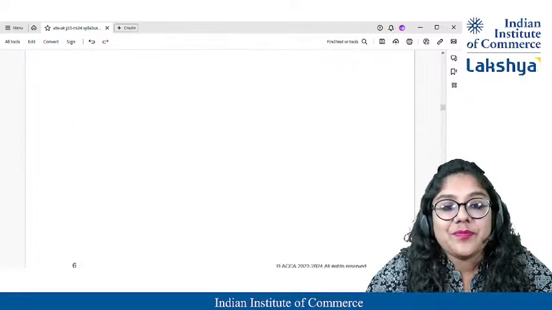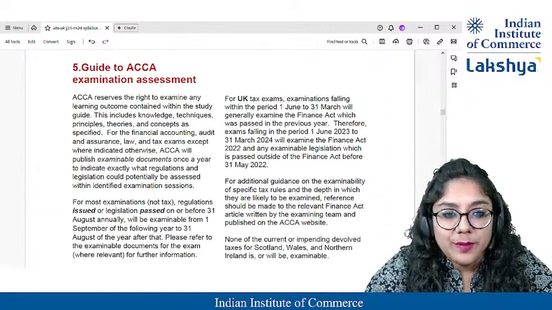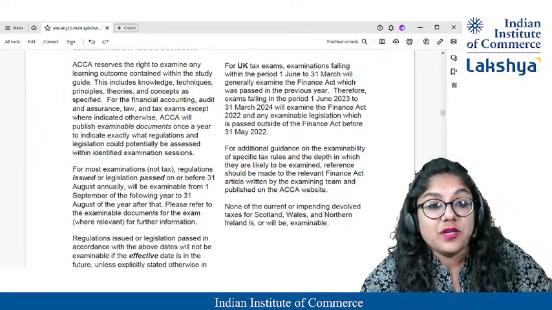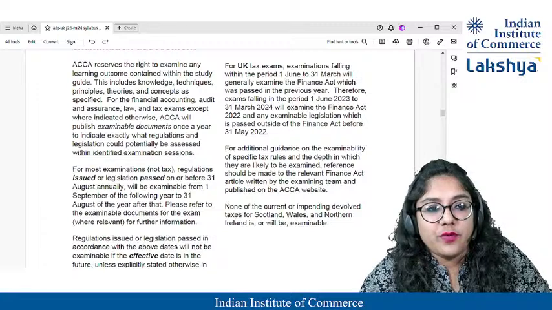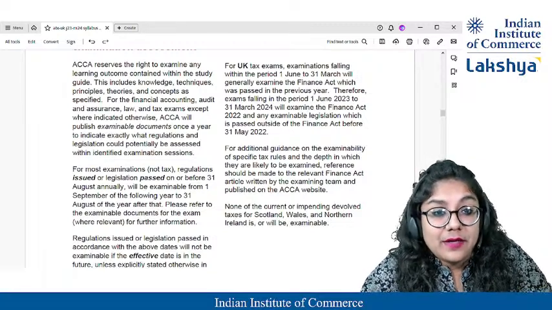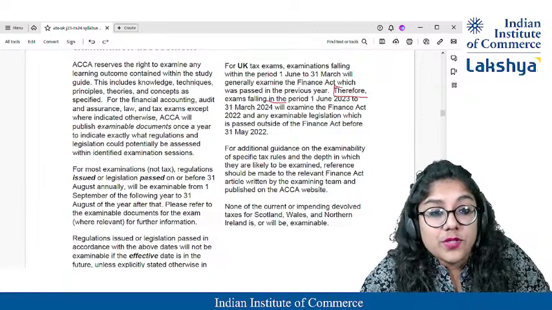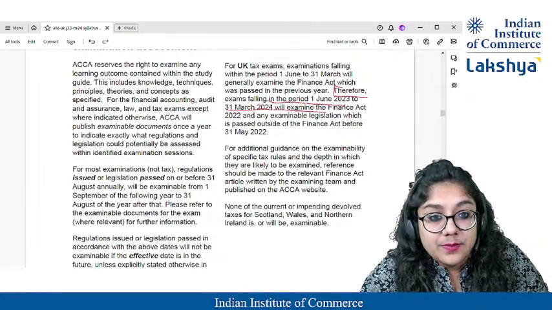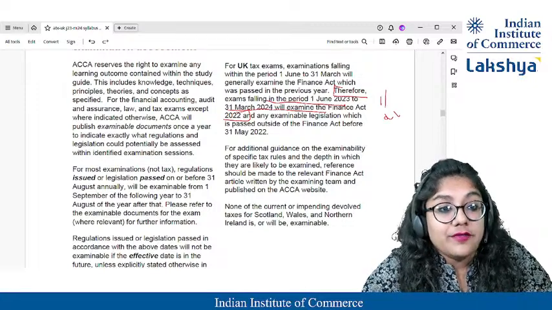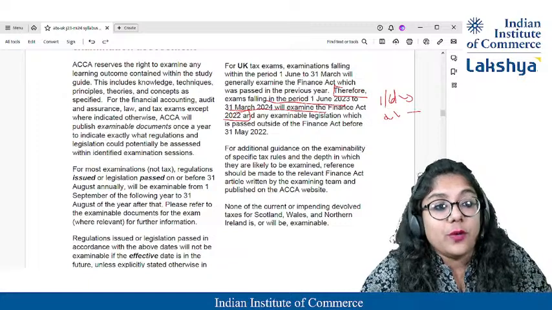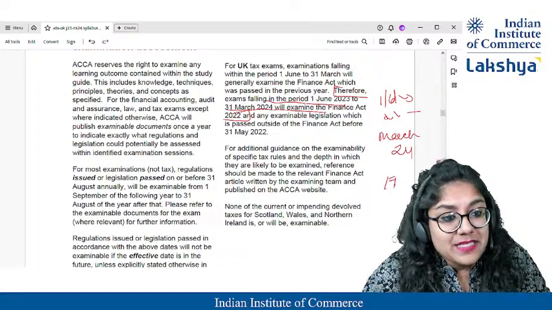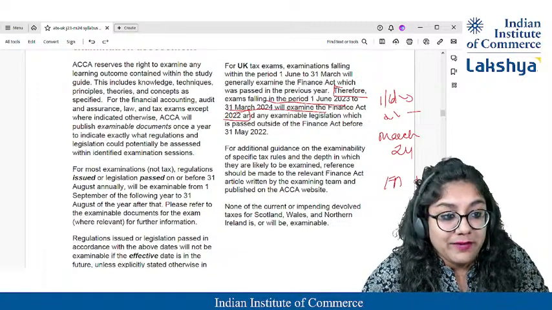Over here, about my guidance, it is written that for the UK tax examination, they have given which date it is going to fall in. I am okay with it because I have to understand. The examinations fall from June 22 and 23, because we are at 21st June 23, and we are going to go till March 24, right? So for me, the Finance Act is 2022. We have to learn it.